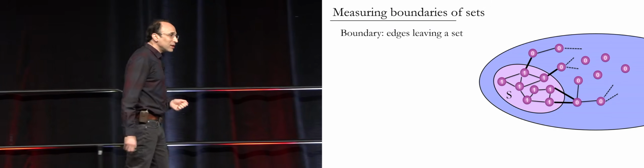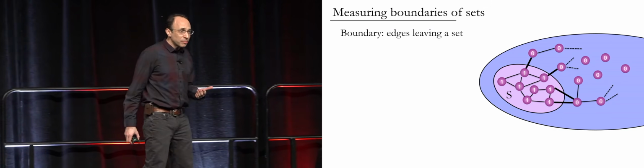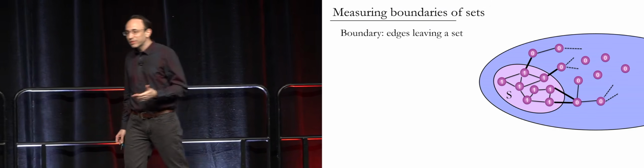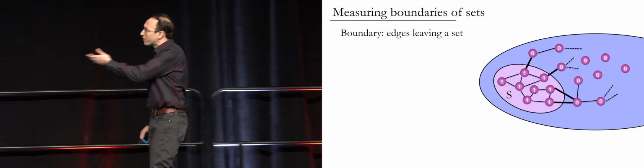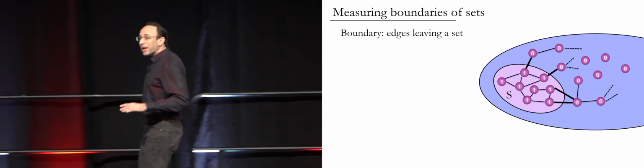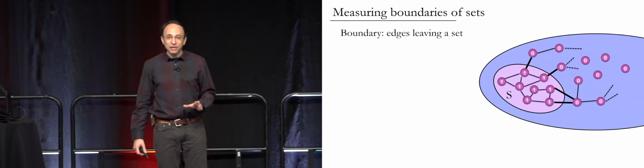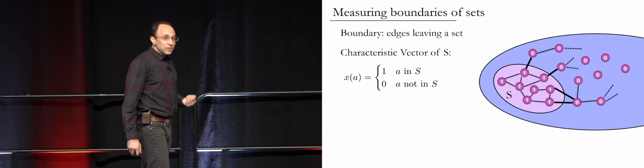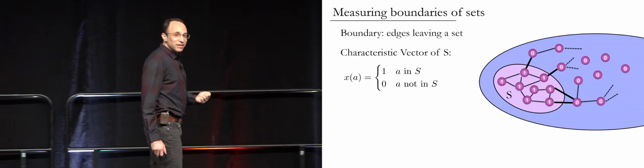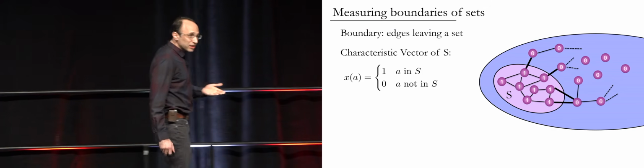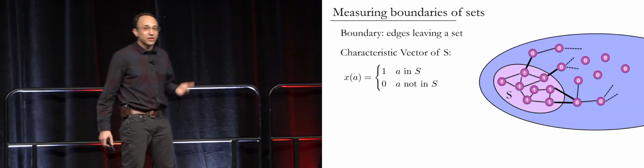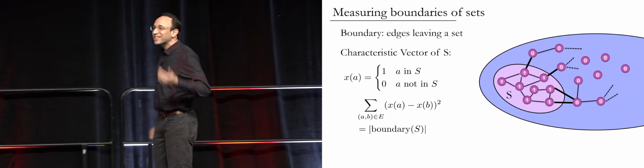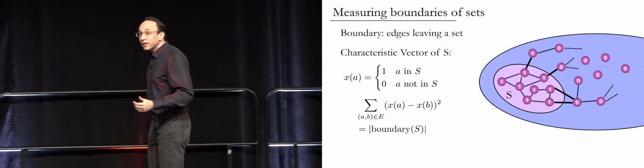So now let me tell you why this happens. It's because the eigenvalues, and in particular lambda 2, are connected to boundaries in graphs. So let's see why that is. If I have a set of vertices in the graph like S here, the boundary is the set of edges leaving that set. We can measure the boundary using the Laplacian quadratic form, applying it to the characteristic vector. So the characteristic vector of the set is the vector that's 1 at the vertices, 0 elsewhere.